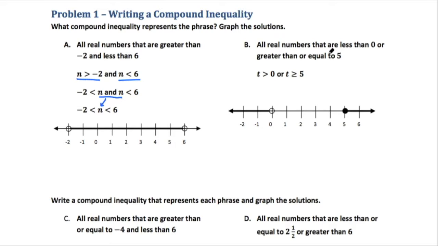We can do the same thing for an "or" inequality. There's no way to conjoin it, but we can say all real numbers that are less than 0. Okay, there's our first. Or greater than or equal to 5. So there's our second, and we can represent those on the number line below.